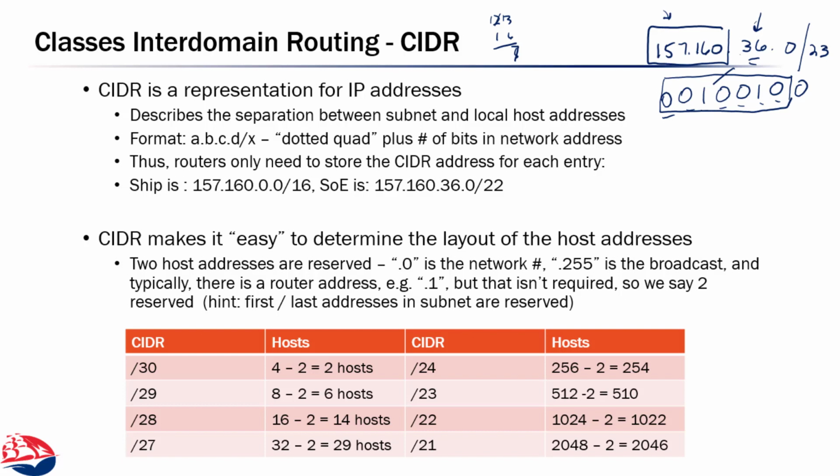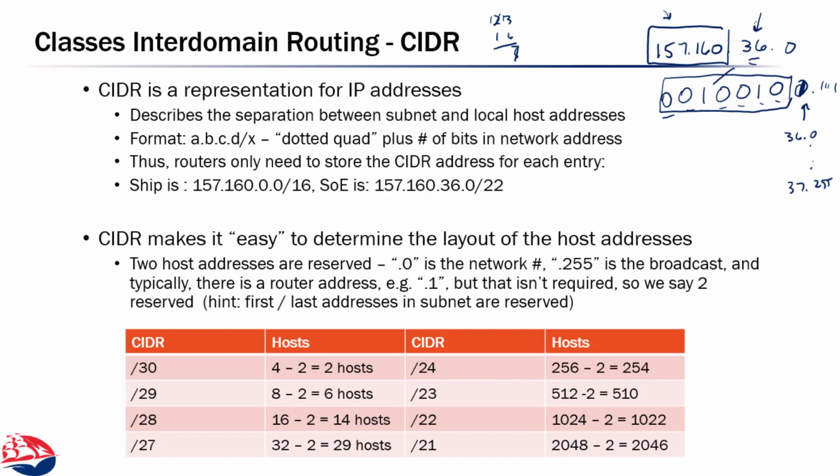And that means that I can have 36.0. So that would be when that bit is a 0, I get 36.0. And I can go all the way up to when this guy's a 1, and then this guy's all filled in over here, and that would be 37.255. So in that case, I would get 512 machines on that network.